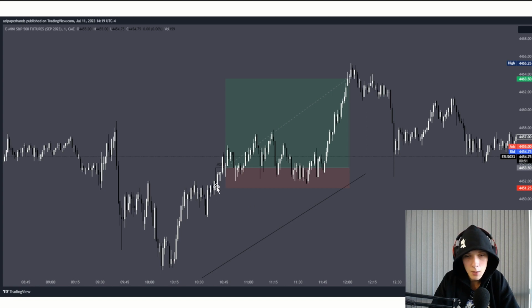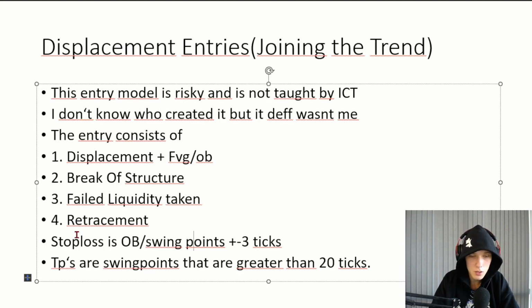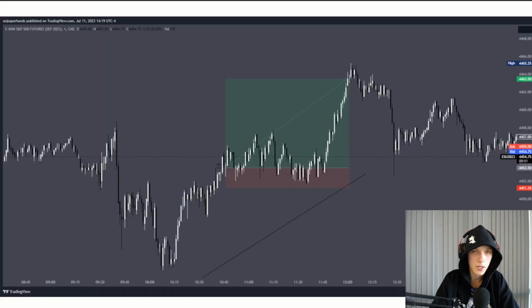But I had my stop at this order block. Remember, at order blocks or swing points, you could of course do fair value gaps, but I do order blocks or swing points. This risk on the E-mini S&P was 9 ticks during the AM session. Yes, that's nuts. But I had it at 12 because minus 3 ticks. We're going long, so that's this swing minus 3 ticks.